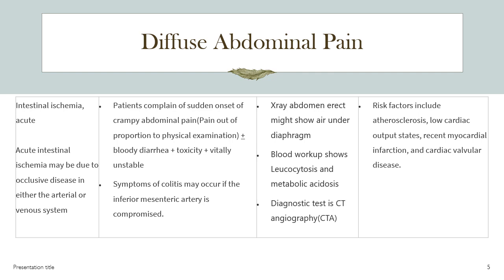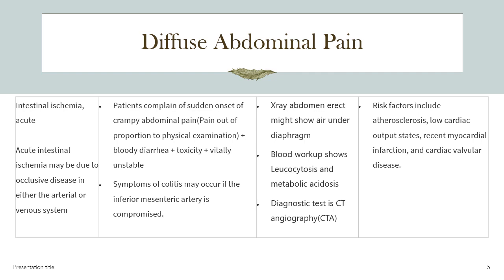However, sometimes patients have bloody diarrhea and they look toxic. Surely they are vitally unstable. Acute intestinal ischemia will present with diffuse or periumbilical abdominal pain that is severe in nature, out of proportion to the physical findings. Sometimes it's associated with bloody diarrhea. The patient looks toxic or vitally unstable.